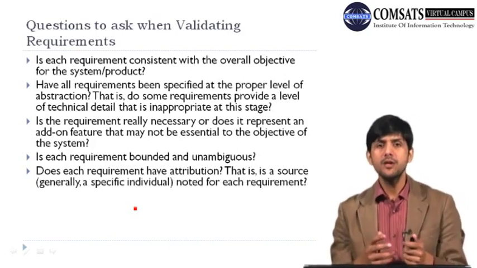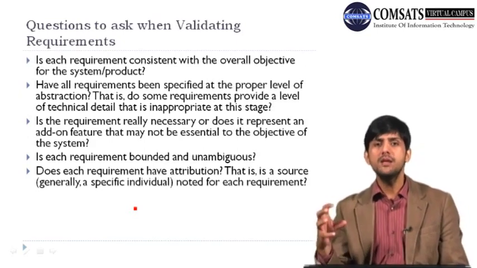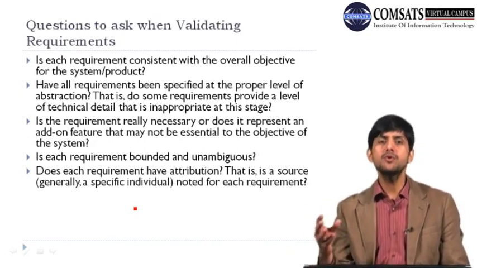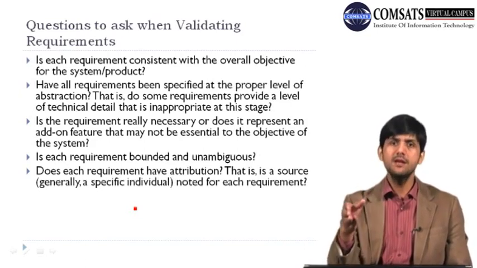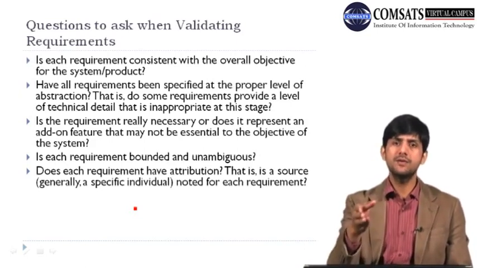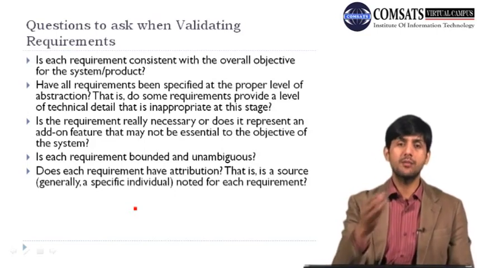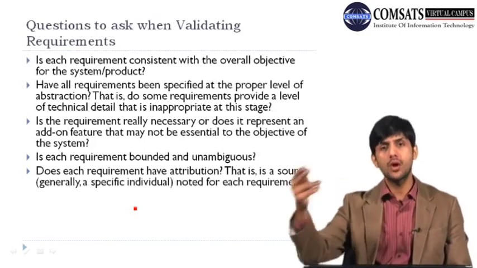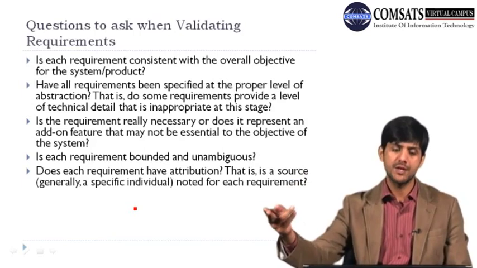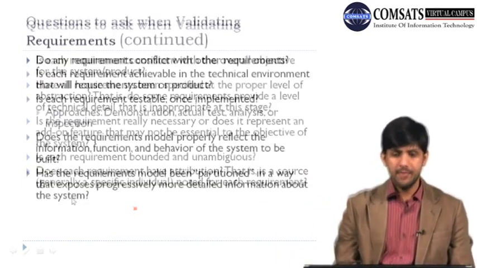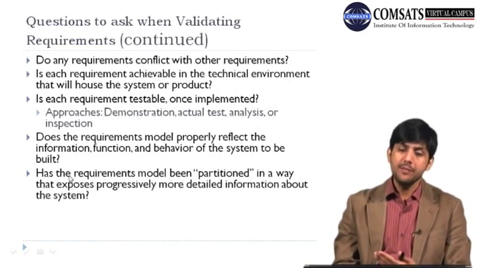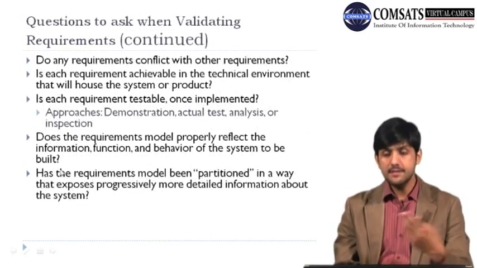Now, why is this important? Because in case of any ambiguity that you find in the requirement, you should know which person you should talk to. If you see that a statement is ambiguous, or qualitative, or not consistent, then you should go and talk to the person who actually requested that in the first place. So that is why attribution of requirements is very important. And moreover, do any requirements conflict with other requirements? That is another thing that we need to ask.